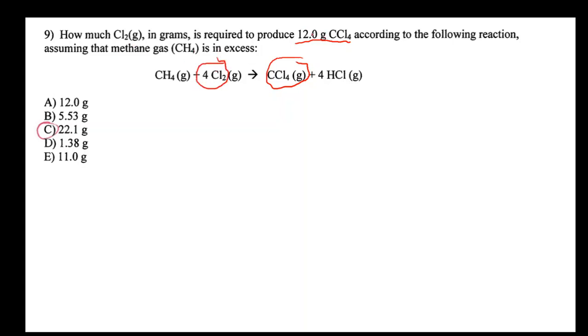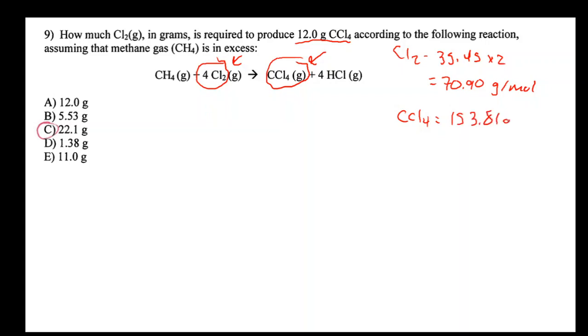So just looking here, we're in grams. We're going to be hopping onto this reaction, so we're going to convert to moles of this, and we're going to also convert to moles of that. So first thing I think we should do is let's calculate the atomic mass of these two. So the Cl2 is just going to be 35.45 times 2, which is 70.9 grams per mole. And then the CCl4 would be 153.81 grams per mole.